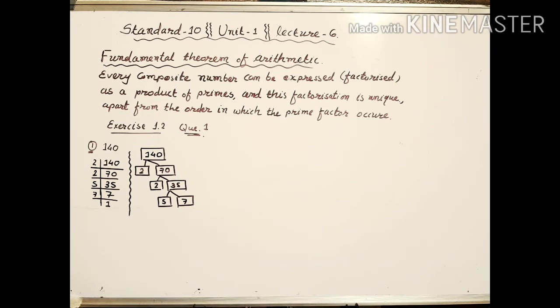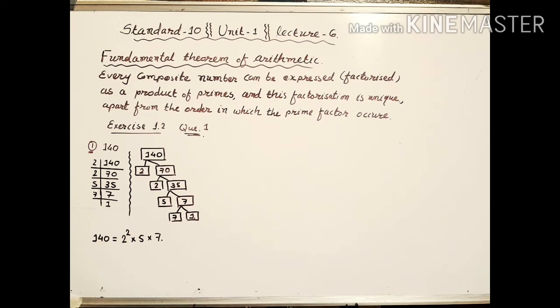Now factors of 7 are 7 ones are 7. So we'll write 7 and 1 under the box of 7. So here the same thing which I have expressed before, I have expressed in the form of a prime factor tree. Now we'll write the answer. The prime factors of 140 are 2 square into 5 into 7. I have written 2 square because 2 comes twice in the total factorization.